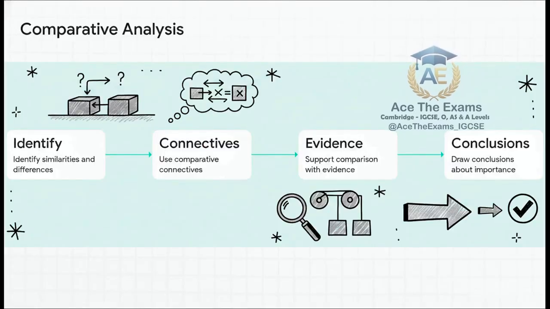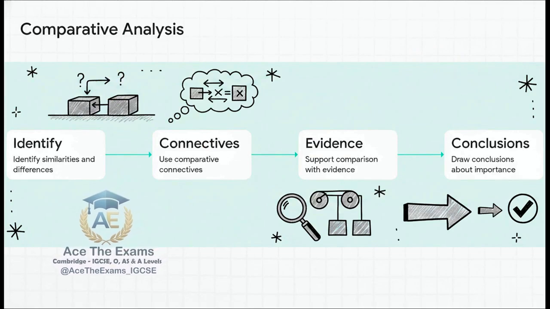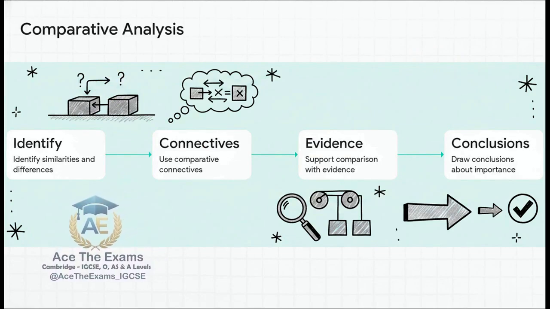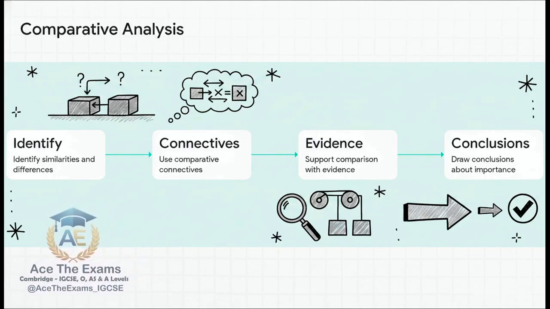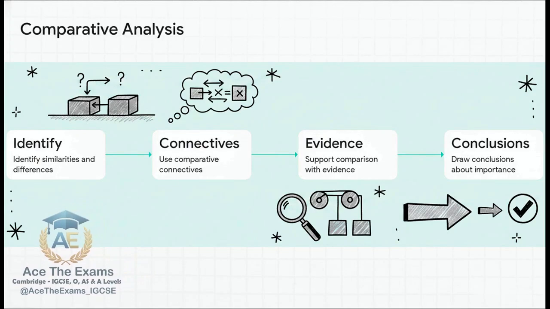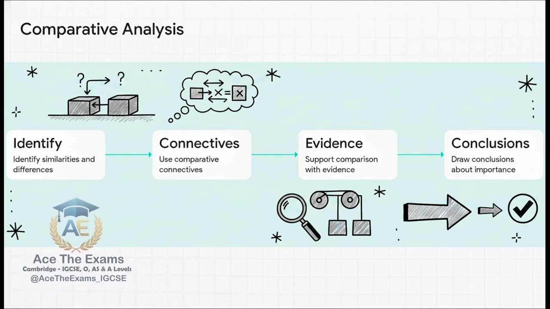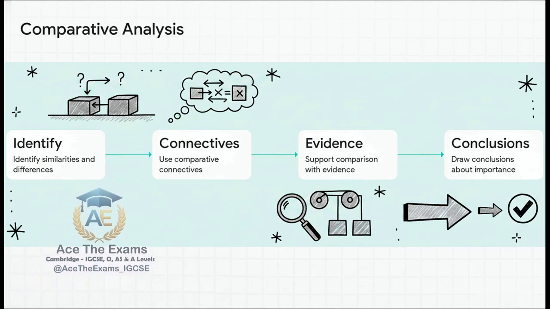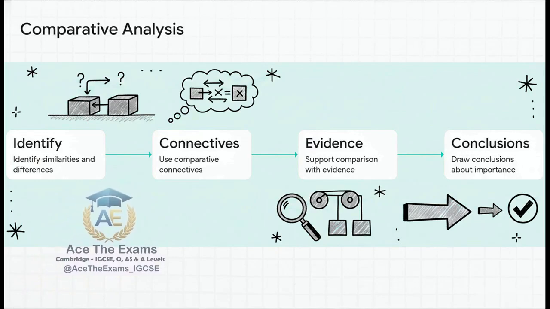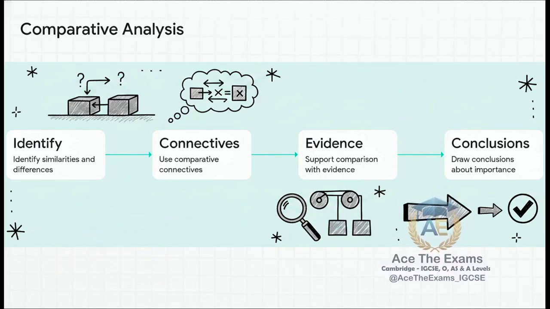To absolutely guarantee we always land in that high-yield category, particularly when we're asked to evaluate a system's mechanics, we can rely on this precise 4-step formula for comparative analysis. 1. Identify similarities and differences in the system's forces. 2. Use comparative connectives in any descriptive answers to show flow. 3. Support every mathematical claim with direct evidence straight from your force diagram. 4. Draw conclusions on relative importance. For example, explicitly determining which net force ultimately dictates the direction of the system's acceleration. Follow these steps and your logic becomes bulletproof.